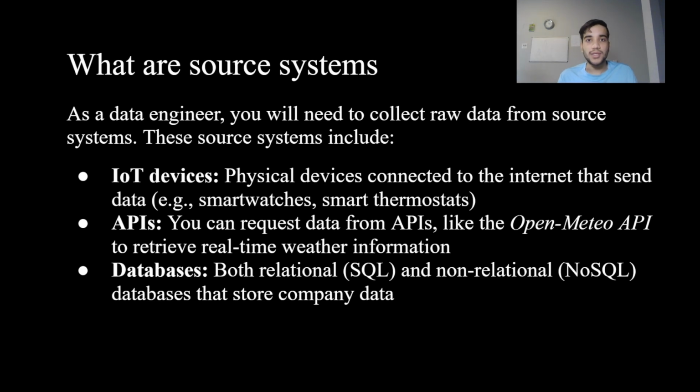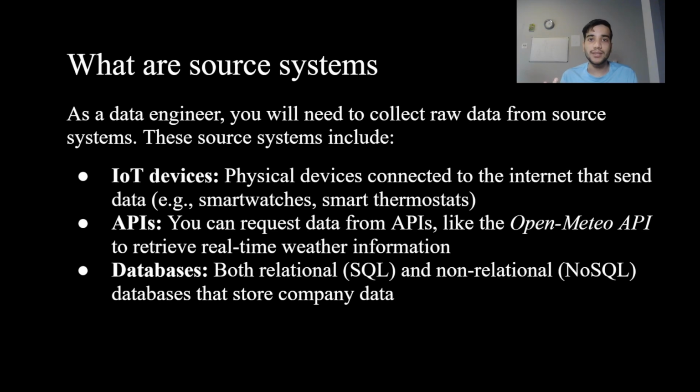Now let's talk about source systems, the places where you can get raw data from. As a data engineer, you will need to understand source systems and how they work in depth. The source system can include IoT devices, Internet of Things. They're basically devices that are connected to the internet and are able to send data, like smartwatches or smart thermostats. Then we have, of course, our APIs, like the Open-Meteo API. You can request data from APIs, and it might not be in the format that you want, but you will have to change such formats to get the data that you need.